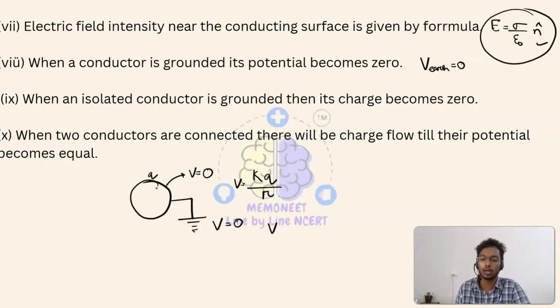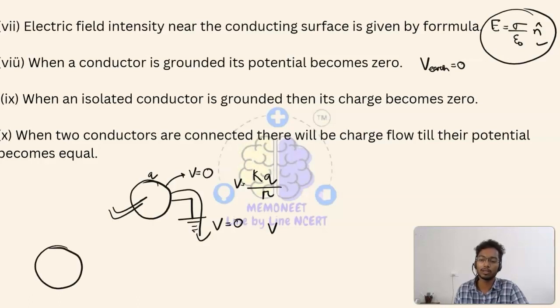So all the charge will flow to the earth, so that the potential of this conductor will become 0. Okay, then when two conductors are connected, there will be charge flow till their potential becomes equal. Let's say we have one conductor here, another conductor here, and this is connected through the wire.